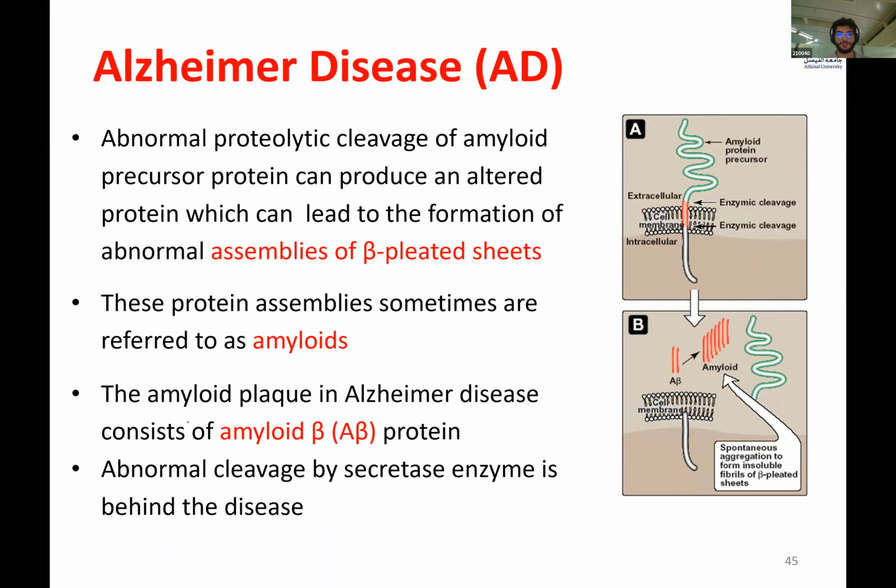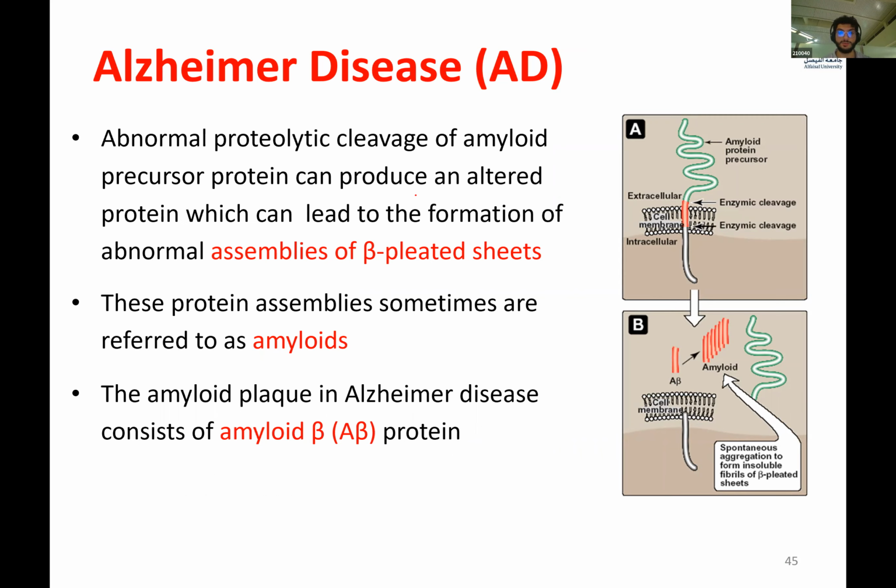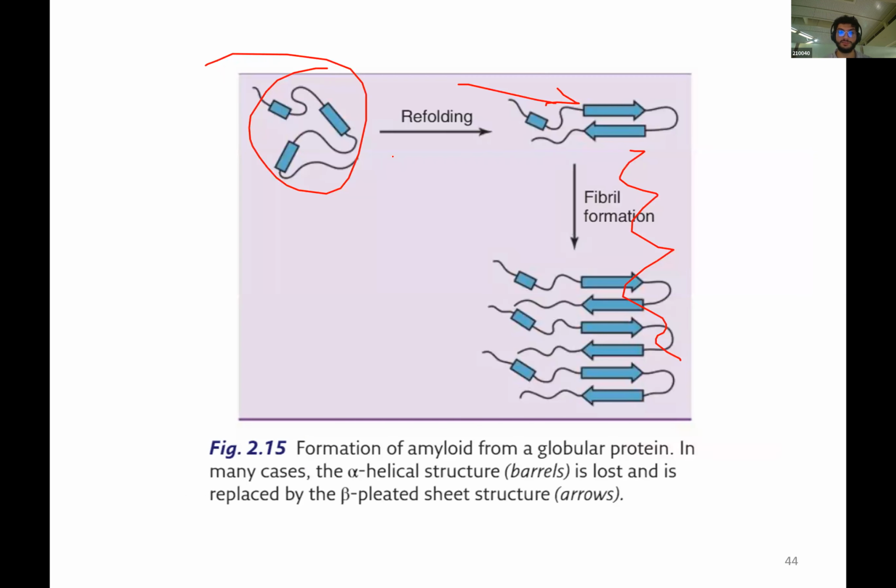So let's quickly go to Alzheimer's over here. Someone asked a question: can you explain again the actual misfolding of alpha helix to beta sheets? That's what you want me to explain again? Yeah.